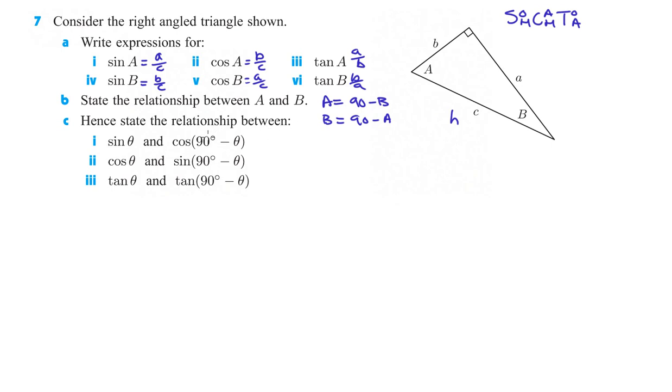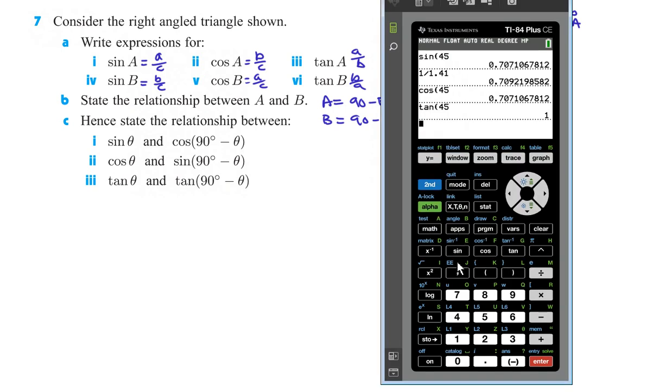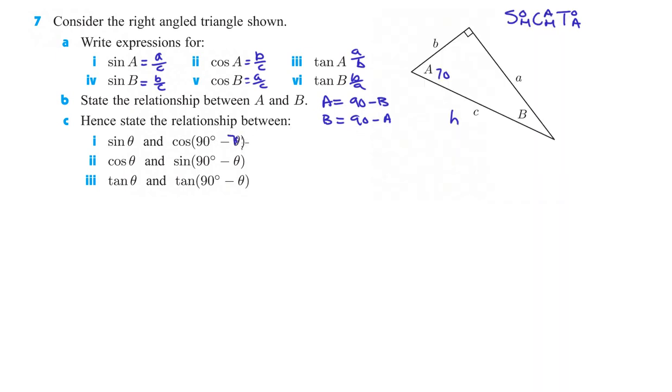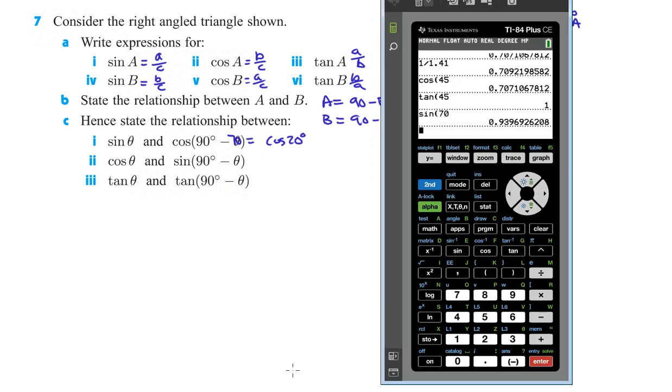Okay? So cosine of 90 minus, so we got sine of theta. So let's say, again, this A is 70. So sine of 70, just to show you what's going on here. If we do sine of 70, we get 0.9396. Okay, and then if we do cosine of 90 minus theta, that's going to be 90 minus 70 in our case here, which is going to be cosine of 20 degrees, right? So then if we do cosine of 20 degrees, guess what we get? The exact same number.